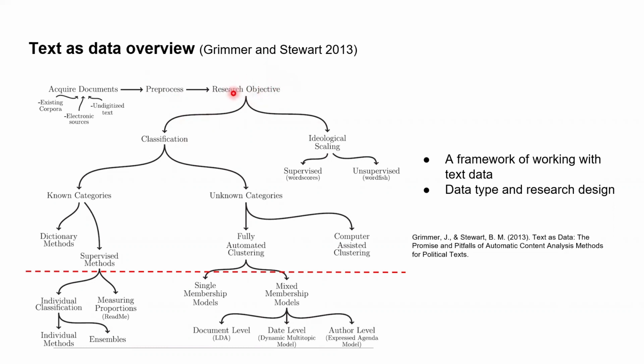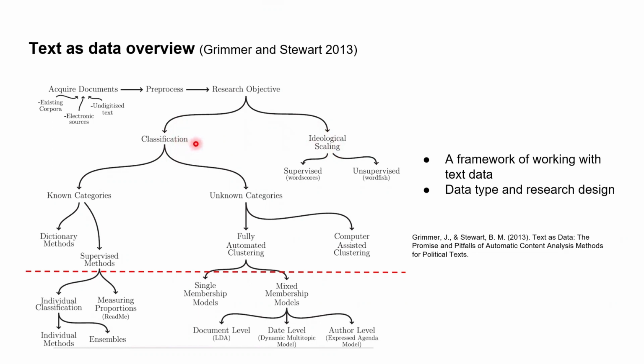Sometimes you have your research objective first, right? Then you define how you pre-process your data. Because according to your data, some of the text may be important, some of the text may not be important. So you want to pre-process, and sometimes you need to consider what kind of research you are going to do. Research objective. There are two types of research objective. One is classification, another one is ideological scaling.